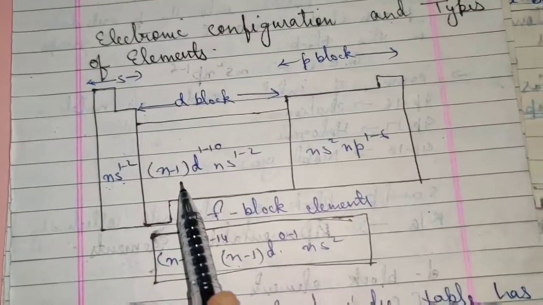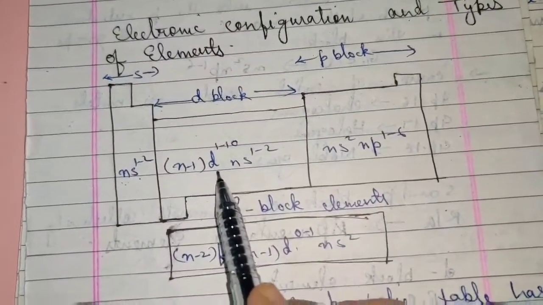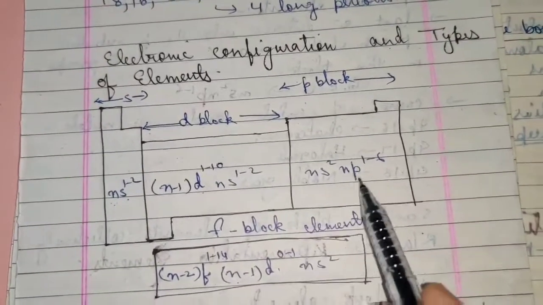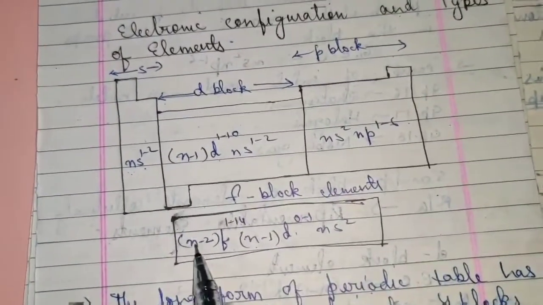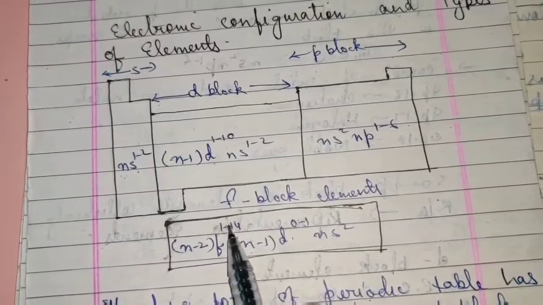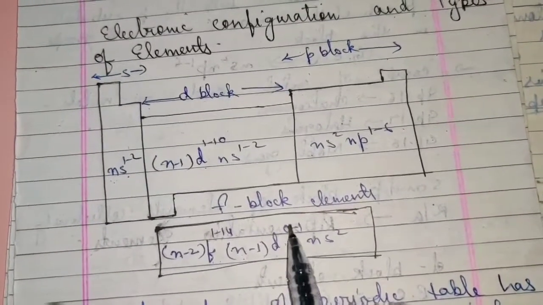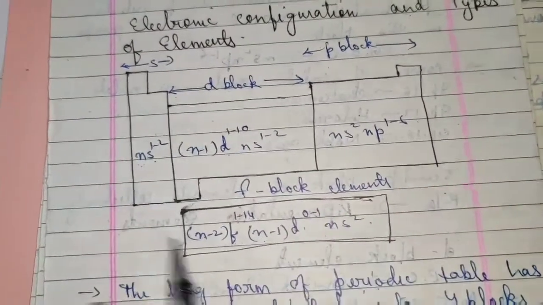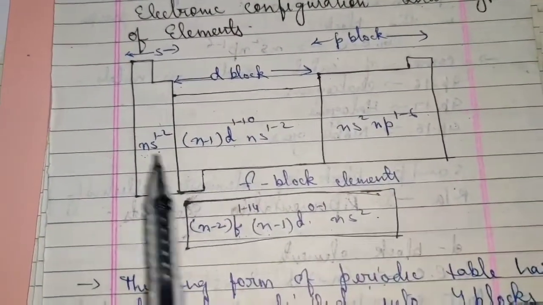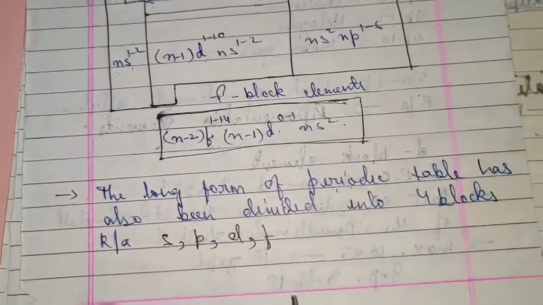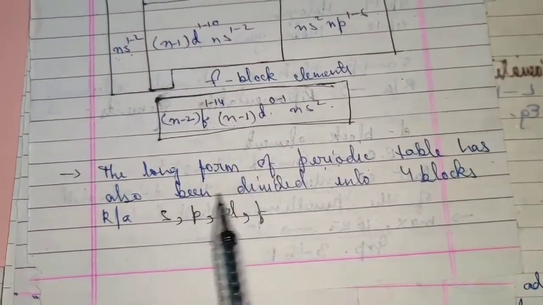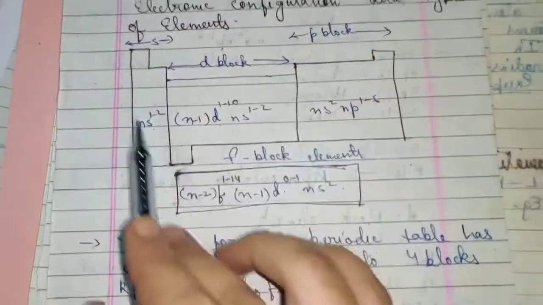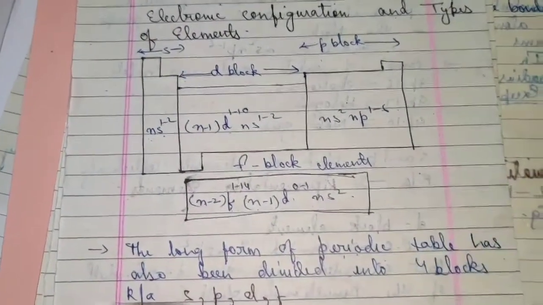Now this is the general electronic configuration of S block elements, ns 1 to 2, and for D block it is (n-1)d 1 to 10, ns 1 to 2, and for P block, ns2 np 1 to 6. For F block it is (n-2)f 1 to 14, (n-1)d 0 to 1, and ns2. For now you simply add this to your notes. I will explain how we get these electronic configurations. The long form of the periodic table has also been divided into 4 blocks known as SPDF. This I have been discussing with you for the past 2 sessions.